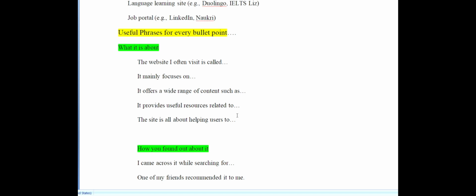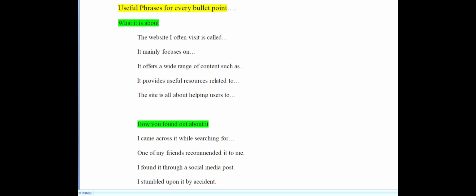The following phrases: it mainly focuses on. It mainly focuses on. Next one is it offers a wide range of content such as. It offers useful resources related to. Then, the site is all about helping users to learn. Write these phrases in your notes and keep rehearsing them. Rome was not built in a day. You have to give some practice.